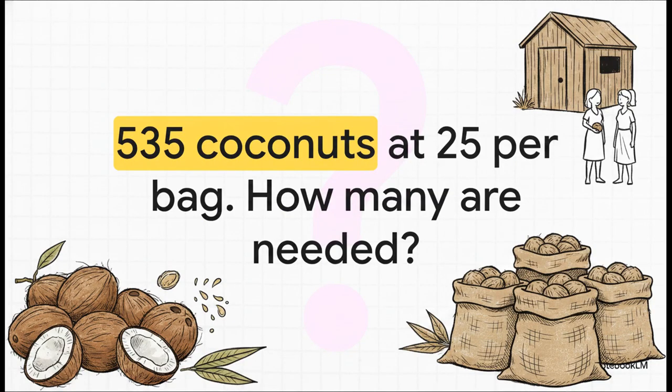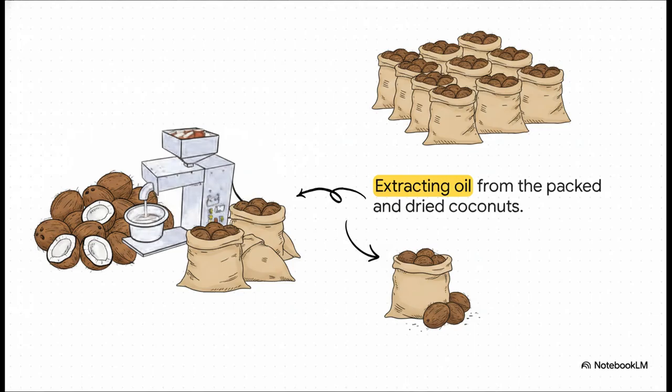Let's look at this practically for Susie and Sunitha. After all their sales, they have 535 coconuts remaining, which they plan to dry out and extract oil from. They need to pack these 535 coconuts into heavy-duty bags, and each bag holds exactly 25 coconuts. The big question is, how many physical bags do they actually need to go fetch from their storage shed? And here is exactly where real-world math gets fascinating.